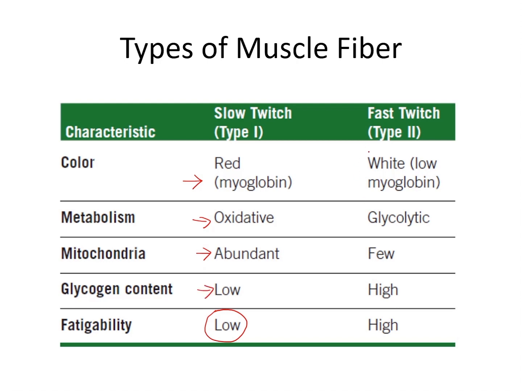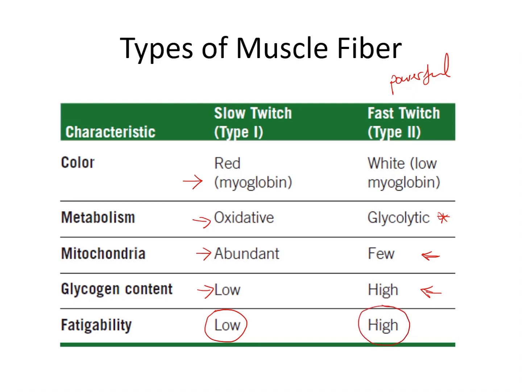Whereas our fast-twitch type 2 fibers are more powerful. However, they rely on glycolytic metabolism, so they don't have very many mitochondria. They're white in color, partly because they don't have myoglobin, the oxygen-storing pigment, but also because they have a high glycogen content. And whilst they are powerful, they are also very fatigable.